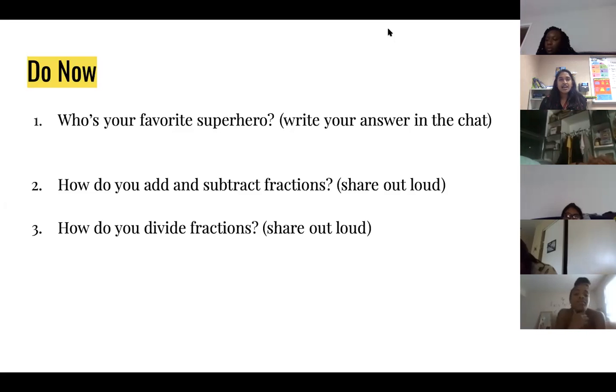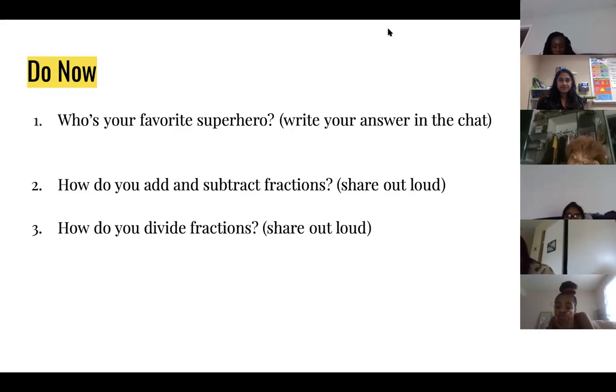All right, let's do this again. Hannah, could you repeat your answer for number 2? How do you add and subtract fractions? You add and subtract fractions by finding the common denominator and then subtracting as you regularly subtract. Good. And then Venus, how do you divide fractions?